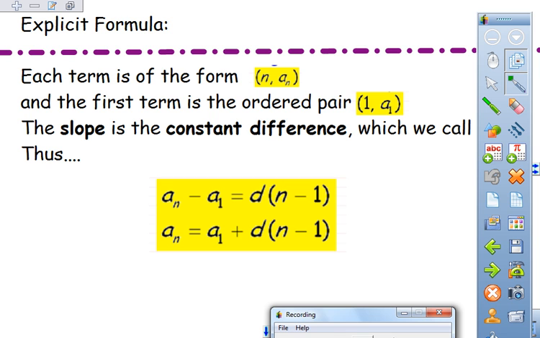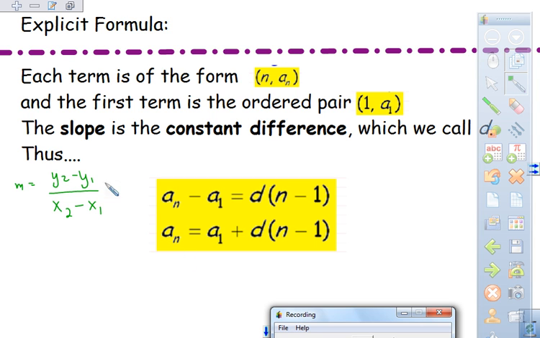Explicit formula. Each term is of the form n, a sub n, and the first term is the ordered pair 1, a sub 1. The slope is the constant difference, which we call d. So remember our slope formula. Slope is rise over run. So if we're saying the constant difference is the same thing as the slope, let's take the slope of those 2 points. So I'm going to go a sub n minus a sub 1 over n minus 1.